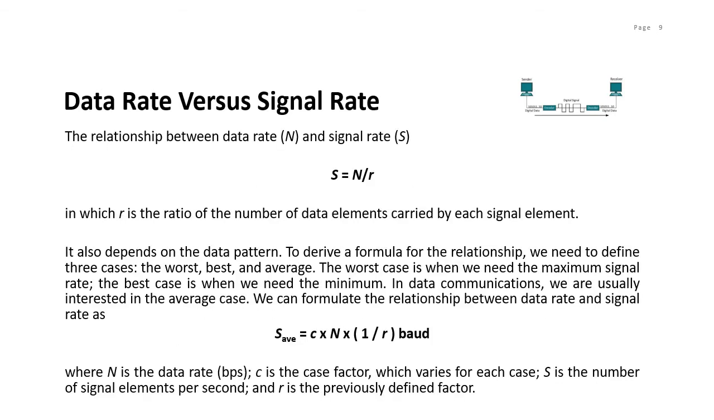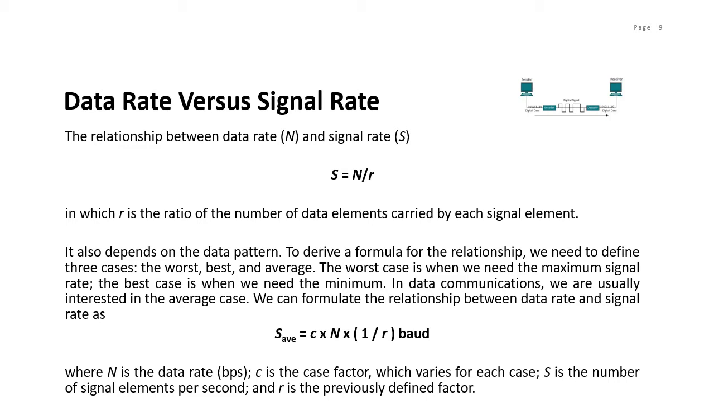Okay, now we need to consider the relationship between the data rate and the signal rate. Data rate is represented by capital N and signal rate by S, and we also have R within the equation, which has been previously defined as the number of data elements carried by each signal element. The relationship of S equals N over R, of course, depends on the value of R.